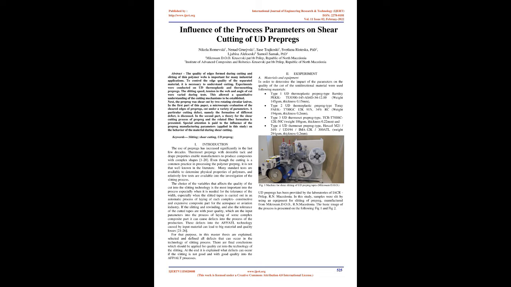The choice of the variables that affect the quality of the cut in slitting technology is the most important part of the process, especially when tolerance of the width is needed, and when the slit tapes are used in an automatic process of laying complex and expensive composite parts for the aerospace or aviation industry. If the slitting and rewinding, and also the tolerance of the cut tapes, are of poor quality, which are the input parameters into the process of laying of a complex composite part, it can cause defects in the production process. These defects in AFP/ATL technology caused by input material can lead to big material and quality losses 21 to 26.